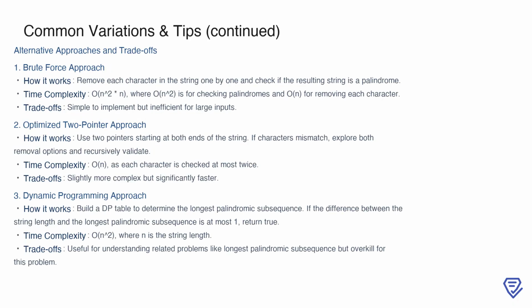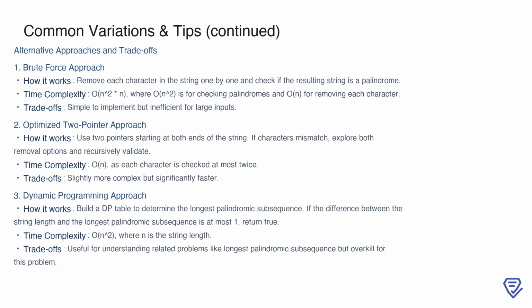There are multiple approaches to solving valid palindrome 2, each with its own trade-offs. The brute force approach involves removing each character in the string one by one and checking if the resulting string is a palindrome. While this method is simple to implement, its time complexity is O(n²), or O(n) per removal times n removals, which makes it impractical for large inputs. A more efficient alternative is the optimized two-pointer approach.